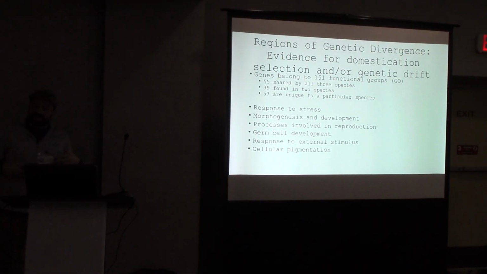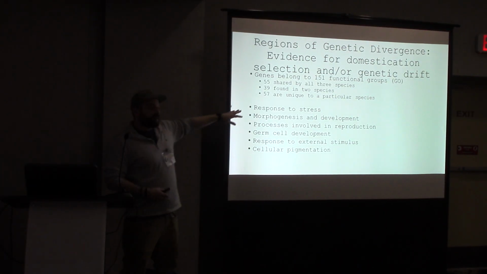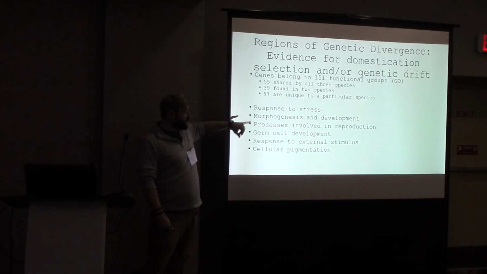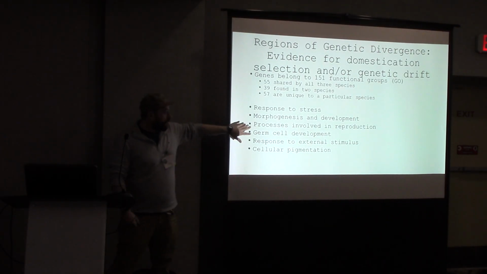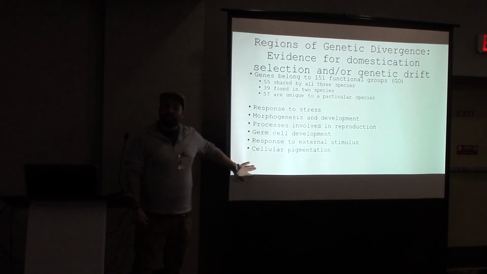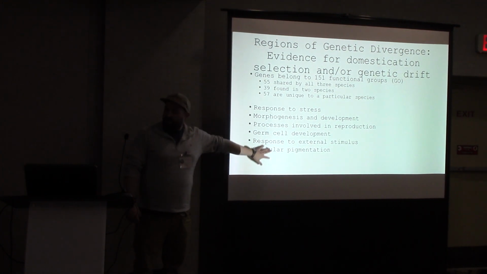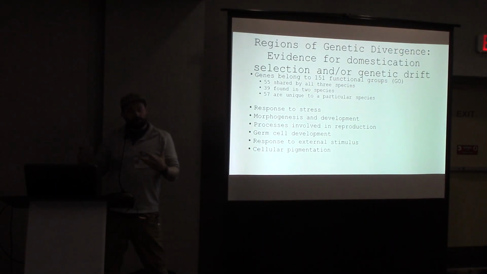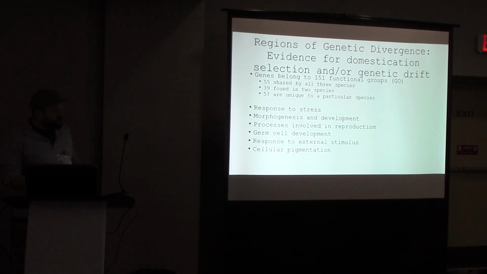Now, again, there's 151 functional groups, so I'm not going to list them all out for you, otherwise we'd be here for another 40 minutes, but these are kind of the big ones that I picked up on perusing through the data, right? Response to stress, morphogenesis and development, processes involved in reproduction, germ cell development, response to external stimulus, and cellular pigmentation. Right? I think we can all agree that these make a lot of sense, that might diverge in hatchery populations relative to wild populations, right? So, this is just a snippet of the ones that we found.